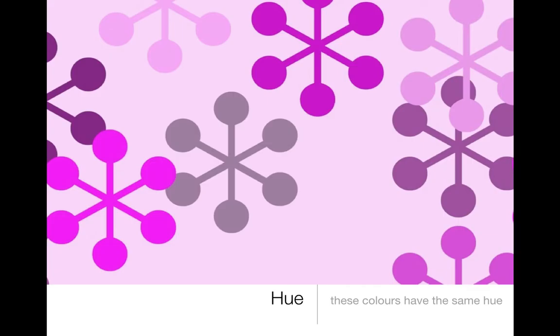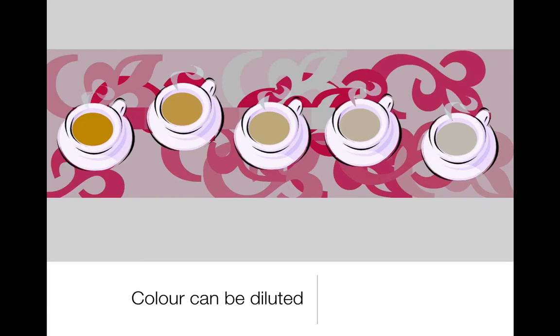We can agree that all of these shades here are sort of in the bluish area. They all have exactly the same hue, in fact, but they're quite different. These are all yellowish. They all have the same hue. These are all purpley. They all have the same hue, but they're not all the same color. So it turns out that color can be diluted. You can water it down.